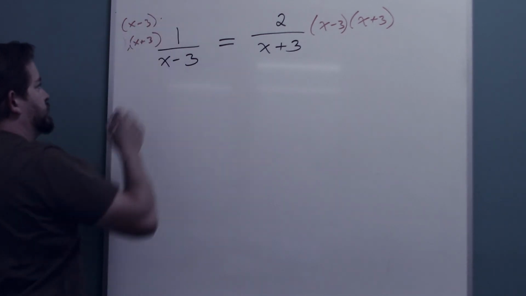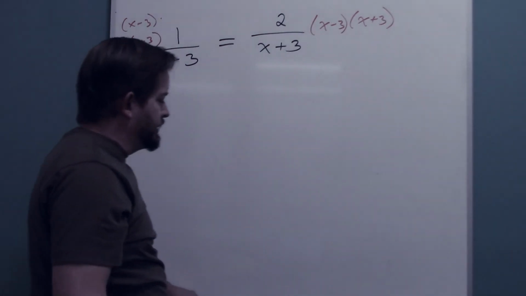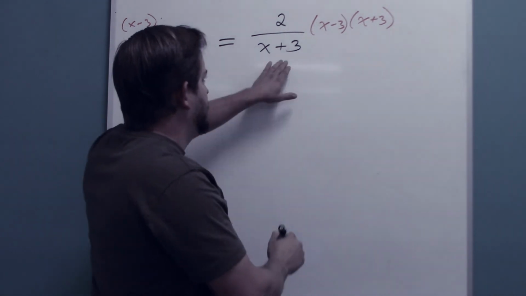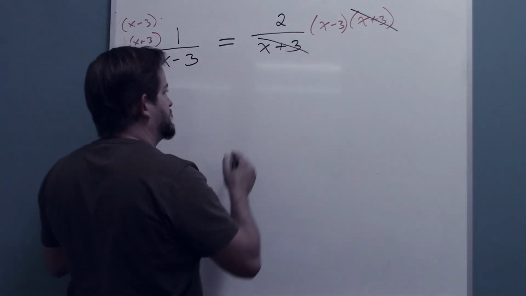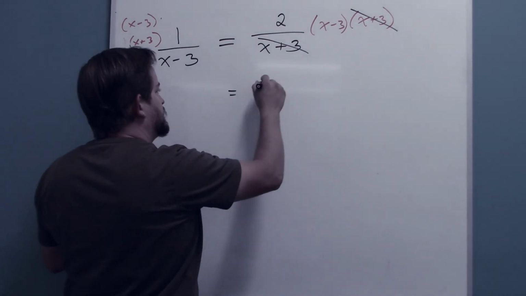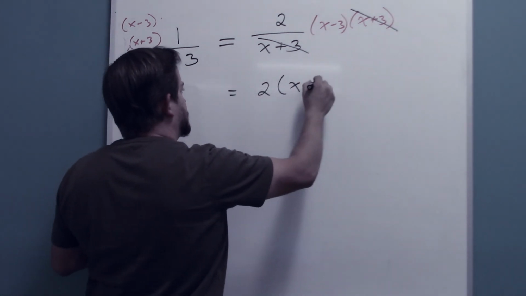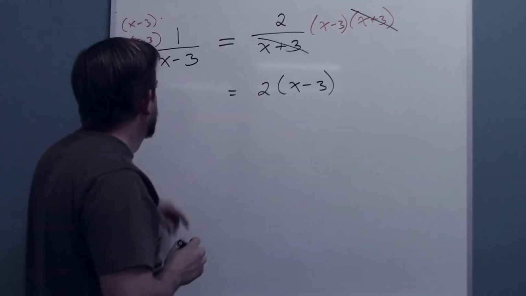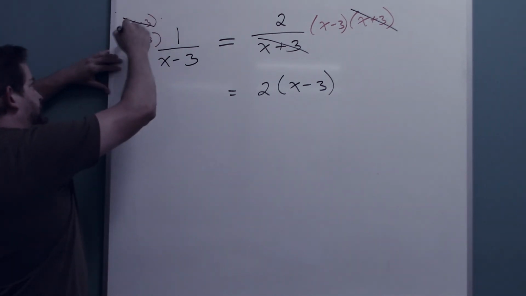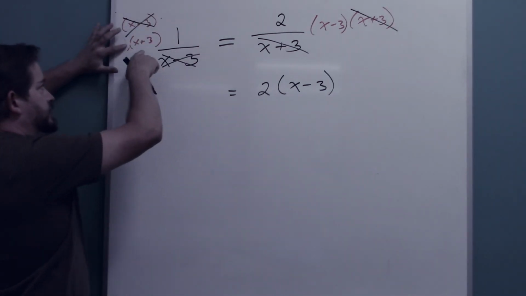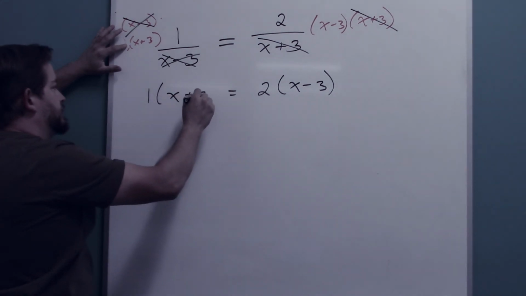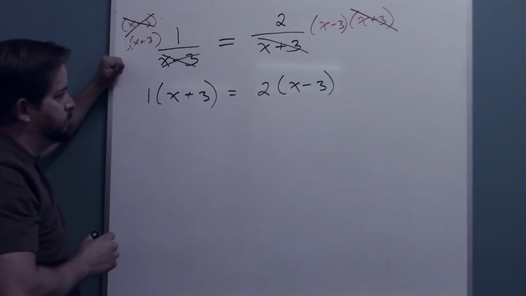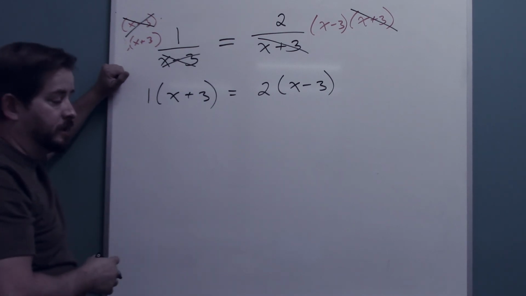So this gets multiplied. But you can see here, on the right-hand side, the factor of x plus 3 cancels the factor of x plus 3, and that leaves me with just a 2 multiplied by an x minus 3. On the left-hand side, the x minus 3 cancels the x minus 3, and that leaves me with a factor of 1 times x plus 3. So the fractions are gone.